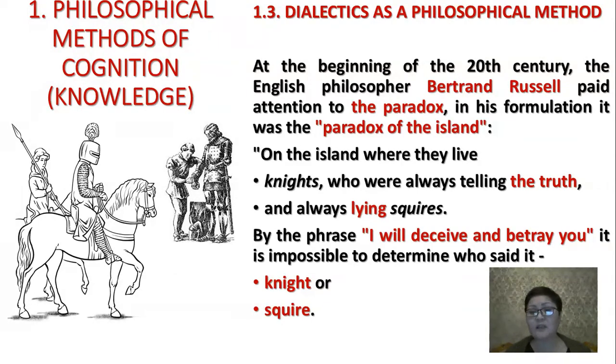So please pay your attention. I want to ask a question which was suggested by Bertrand Russell. On the island where they live, there are knights, who are always telling the truth, and squires, who are always lying. By the phrase "I will deceive and betray you," it is impossible to determine who said it, a knight or a squire.